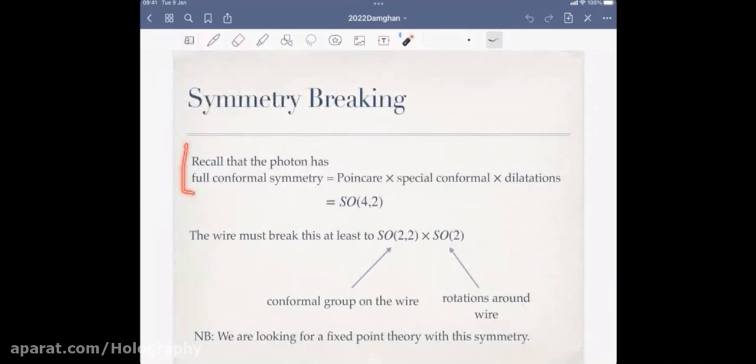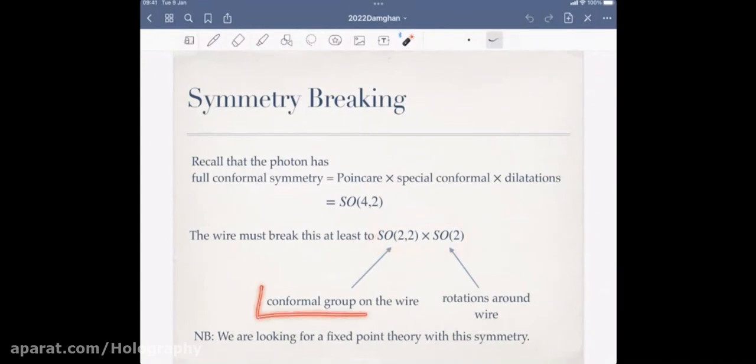Okay, so some assumptions about what I'm saying and some background material. A photon in 4 dimensions has a lot of symmetry, as you probably know. It has Poincaré symmetry, but it also has special conformal transformations, and it has dilatations, and altogether, the photon in 4 dimensions is well known to have this conformal symmetry, SO(4,2). Now, if I put a wire in this system, I clearly am breaking some translational symmetries, and so this symmetry group has to break a little bit. But I want to break it as little as possible, and so I want to preserve an SO(2,2) cross SO(2).